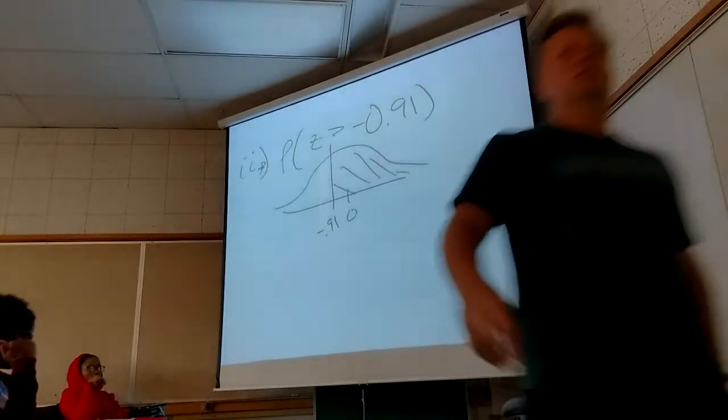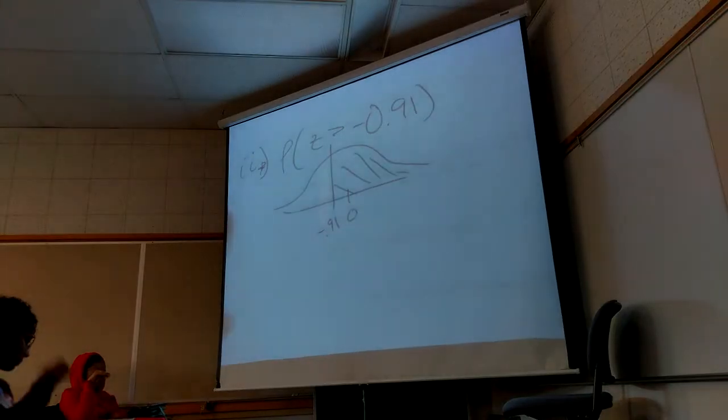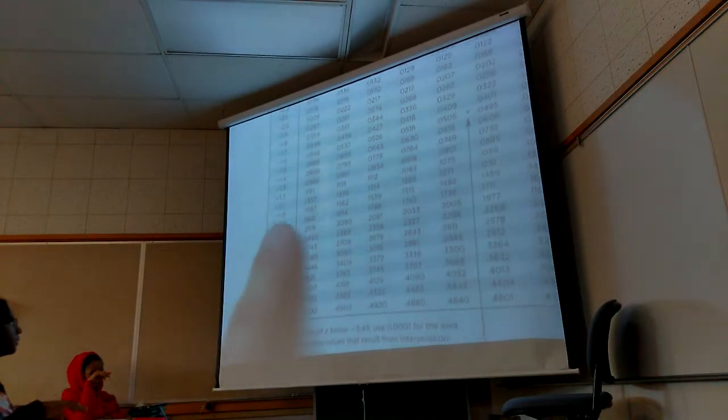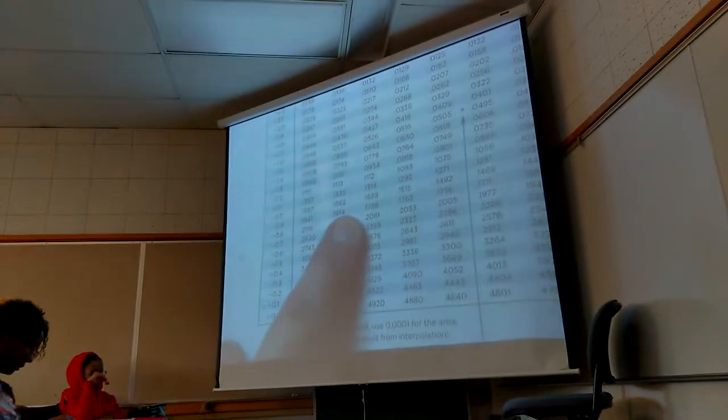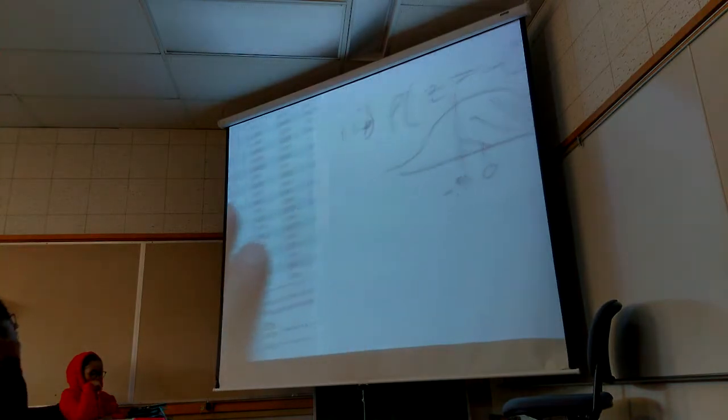Okay. So let's look up negative 0.91. What do you get when you look up negative 0.91? Negative 0.9. Here's what really sucks. This is 0. This is 1. So be really careful, right? You guys see what I'm saying? It's so easy to go negative 0.91. There, no, 1 is right there. 1814. You with me? Where is that on the picture?